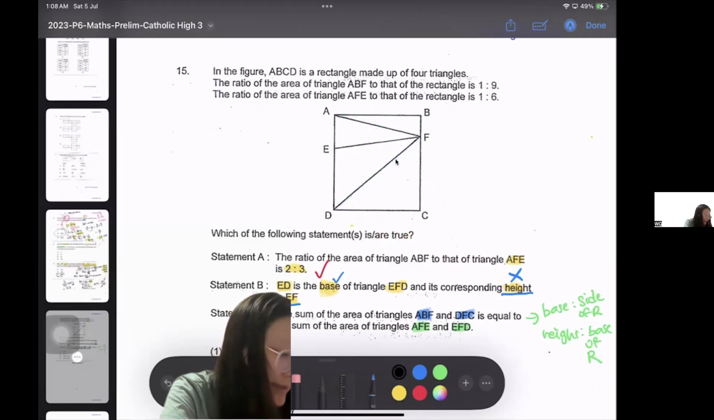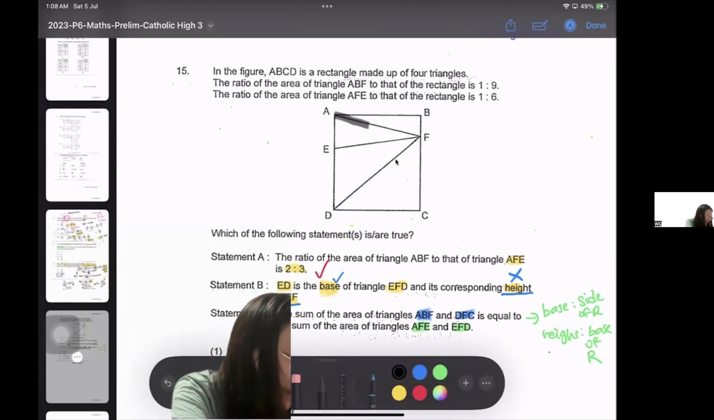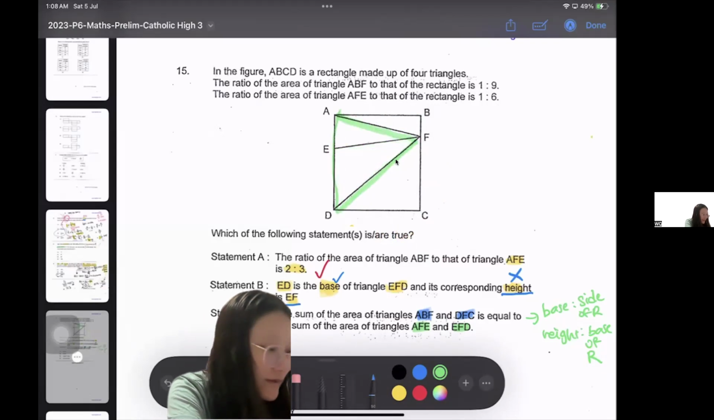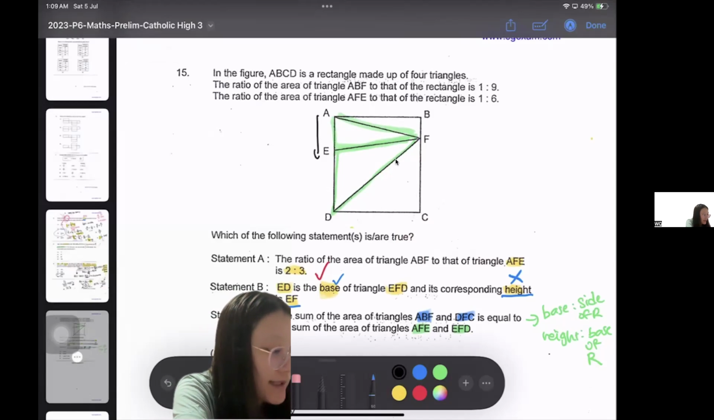The second one is the sum of the area of triangles AFE and EFD. So let's highlight that with green. That one is this one, okay? This is the next one. This is AFE and EFD. So let's look at the base of these two triangles first. This is the first triangle, this is the second triangle. The first triangle's base is AE, and the second triangle's base is ED.